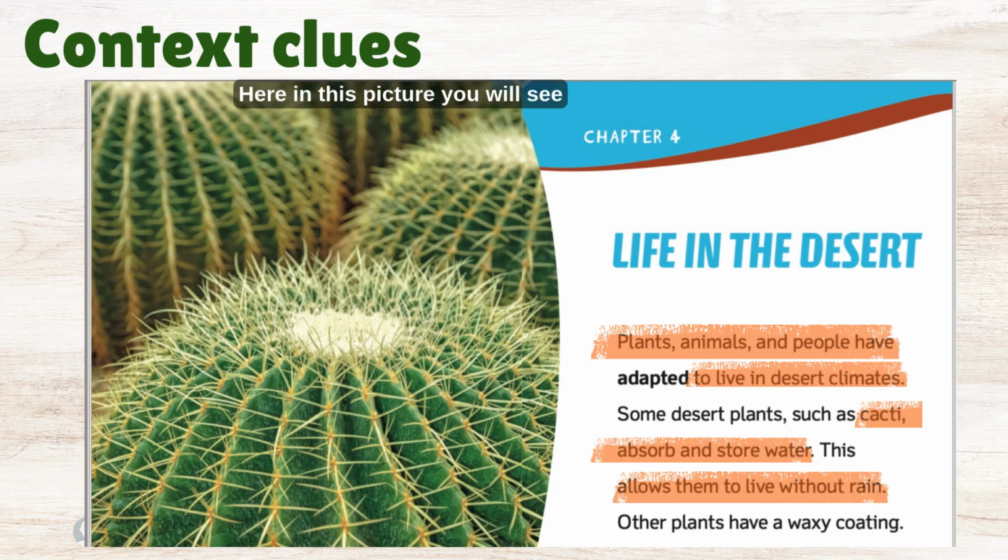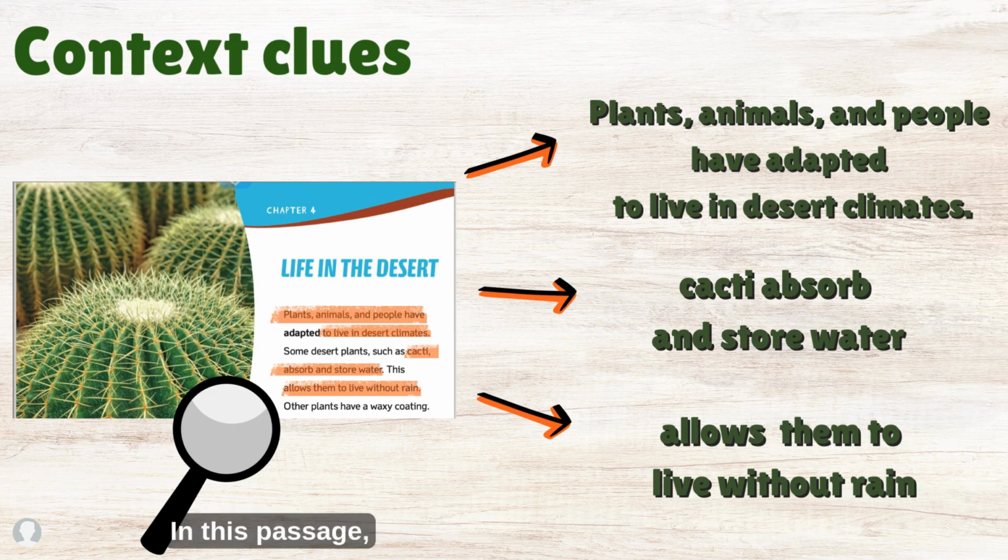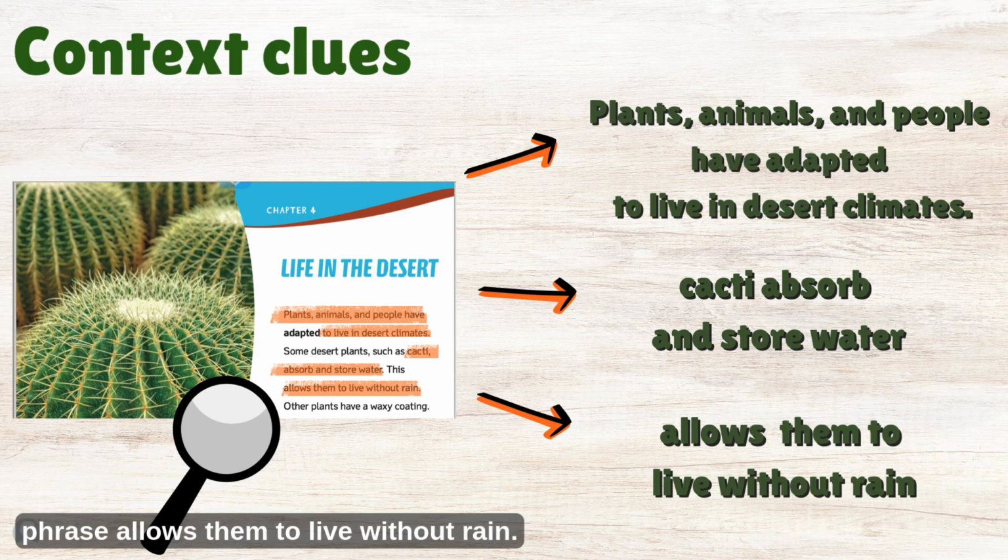Here in this picture, you will see that there are phrases or sentences highlighted around that word that could help that student determine the meaning of the word adapted. In this passage, those context clues are: plants, animals, and people have adapted to live in desert climates. Cacti absorb and store water. And another context clue is this phrase allows them to live without rain.